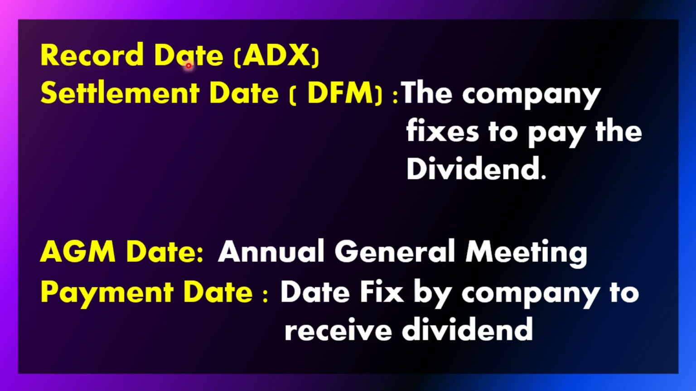The next one is the record date and settlement date. In ADX, you will find the record date. For DFM, the website provides the settlement date, which is considered the record date for the stock in DFM. So what is that date? It is the date the company fixes to pay the dividend. The company announces that those who are holding the stock on this date are eligible to get the dividend. That is the announcement made by the company.